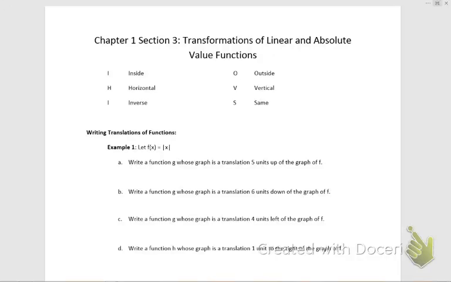Hello, welcome to Chapter 1, Section 3, Transformations of Linear and Absolute Value Functions. Now in this video, we're really just going to focus on absolute value functions, but knowing how to transform anything is going to be very, very valuable.